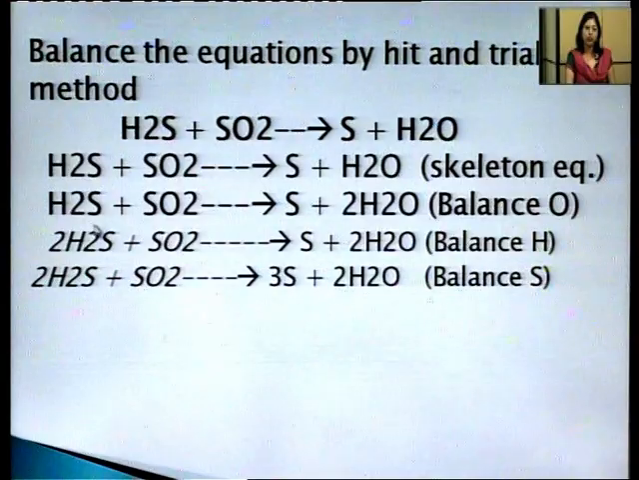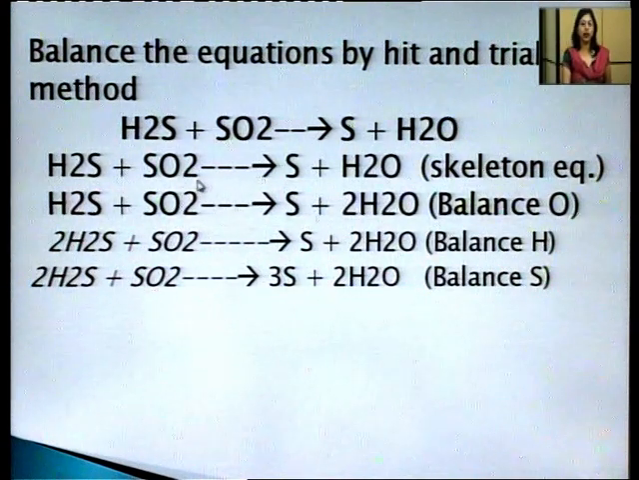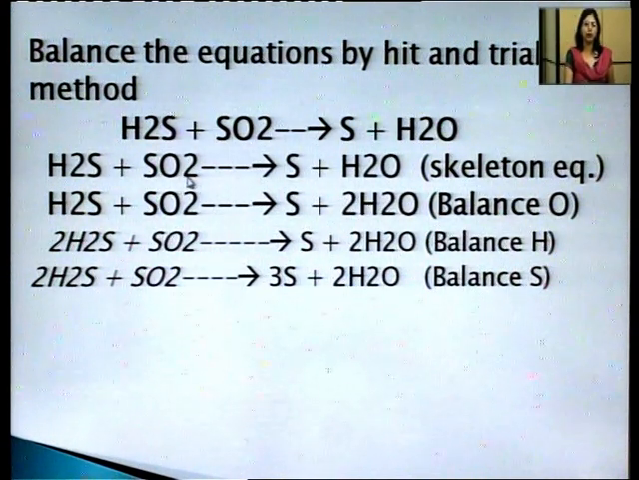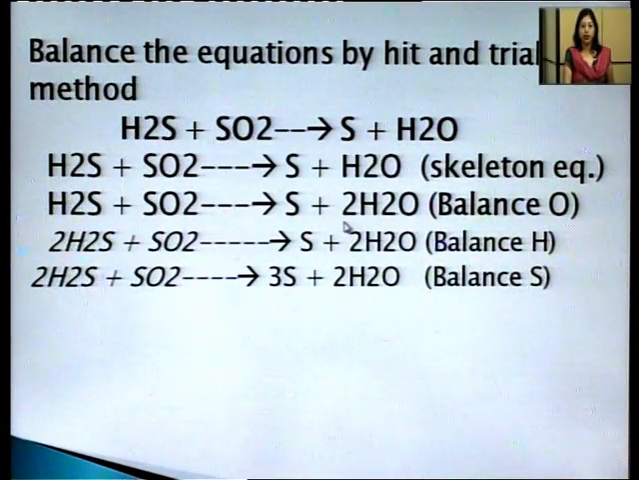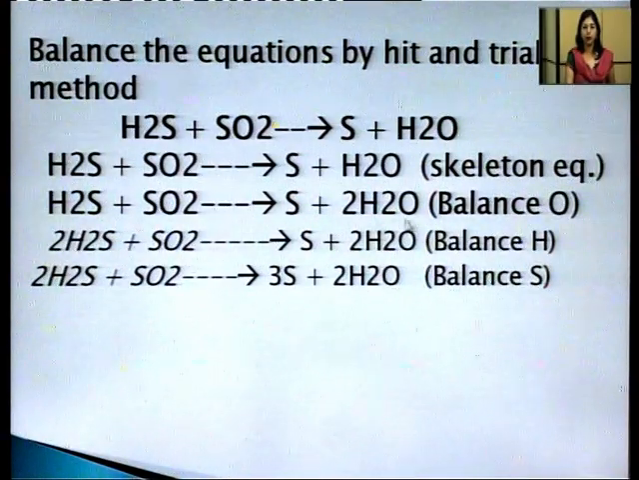In the second step, if we count the number of oxygen atoms on the reactant side, there are 2 oxygen atoms, but if we see the product side, it contains only 1 oxygen atom. So to balance the oxygen, in the next step, multiply water by 2. Now oxygen has become 2, that is, the number of atoms is 2 on this side.